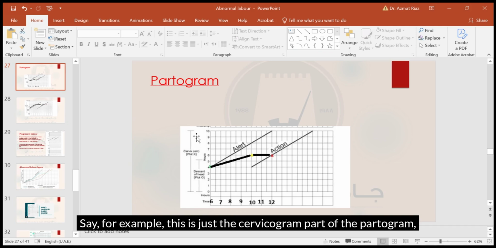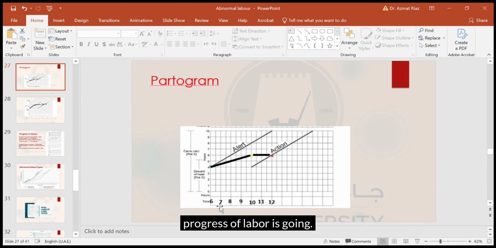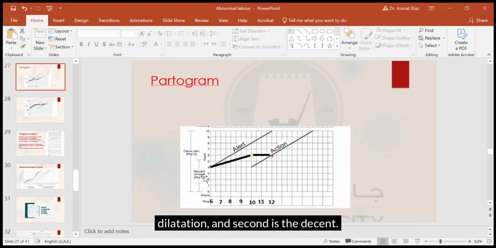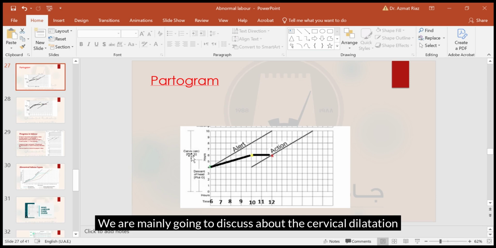Say, for example, this is just the cervicogram part of the partogram, which is actually the most important part, which tells us how the progress of labor is going. On this cervicogram, there are two parts. First is cervical dilatation, and second is the descent. We are mainly going to discuss cervical dilatation because that's the most important.